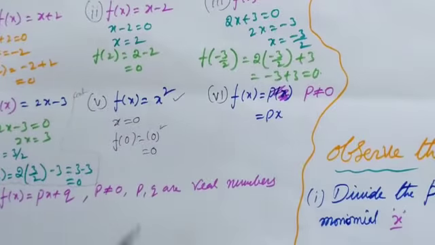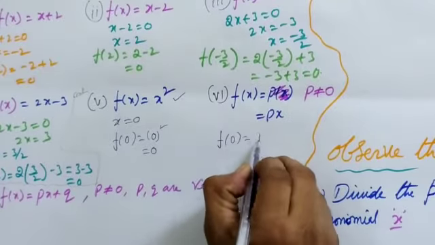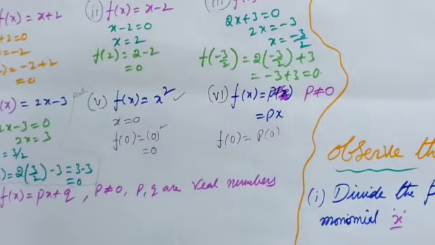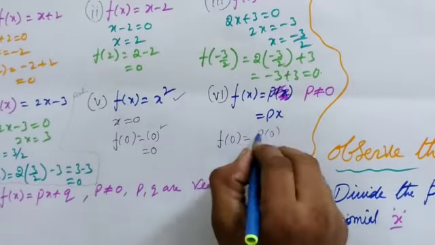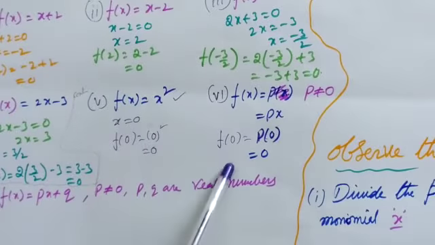Next, f of x is equal to px, p not equal to 0. Now x is equal to 0. Therefore f of 0 is equal to p into 0, that means 0. This is like that.